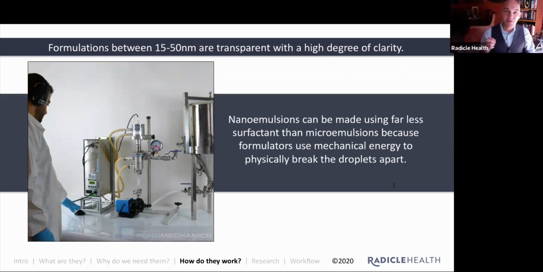Nanoemulsions can be made using far less surfactant than microemulsions because formulators use mechanical energy to break the droplets apart. Nanoemulsions are produced by utilizing ultrasonic cavitation-derived high shear forces. And this physically breaks the oil droplets into nanometer sizes. So what is ultrasonic cavitation-derived high shear force? I have no idea, and it's outside of the scope of this talk. But suffice it to say that the process uses high intensity and low frequency ultrasonic waves. So the takeaway is that it's mechanical. They're physically broken apart into smaller sizes.